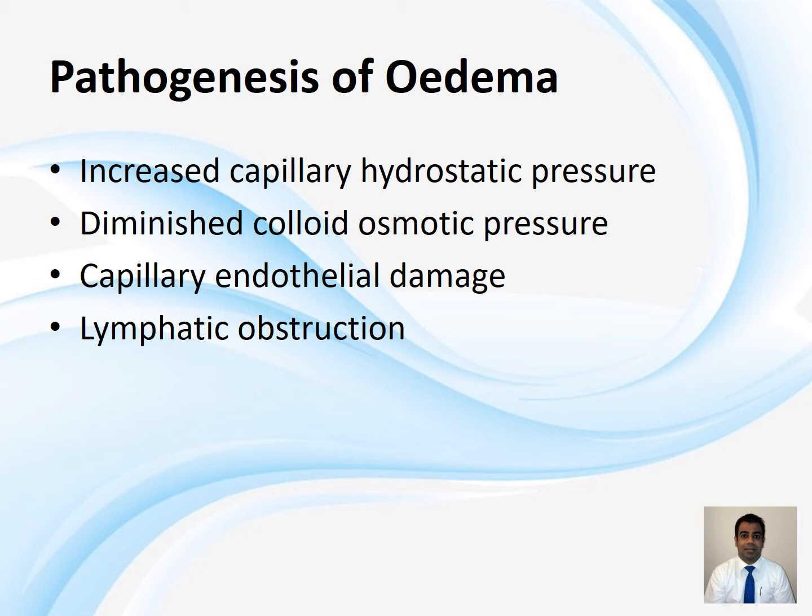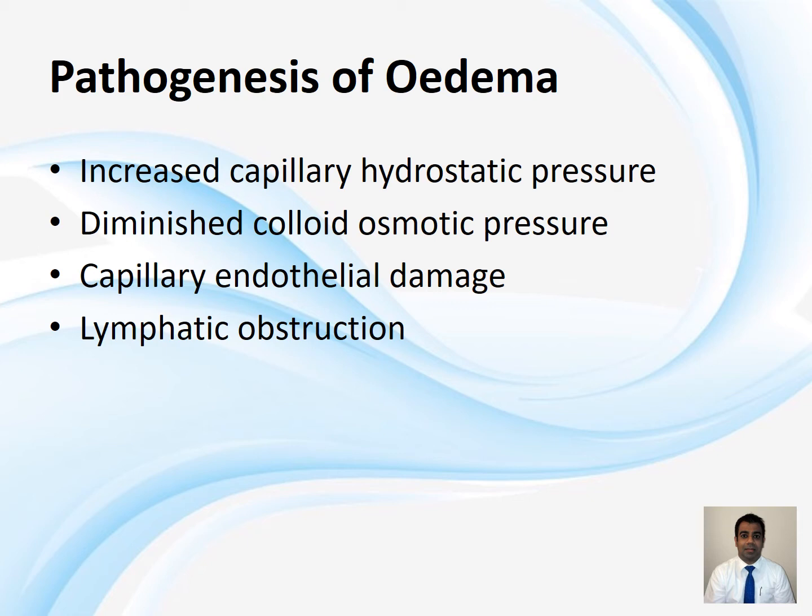If the capillary endothelium is damaged, again fluid would leak out from the intravascular compartment to the interstitium. So this also would lead to excessive fluid in the interstitial compartment. And I mentioned that the lymphatics are responsible for removing excessive fluid in the interstitial compartment. So an obstruction to the lymphatic system, or diminished lymphatics, would in turn hinder the removal of fluid and cause fluid accumulation in the interstitial compartment.